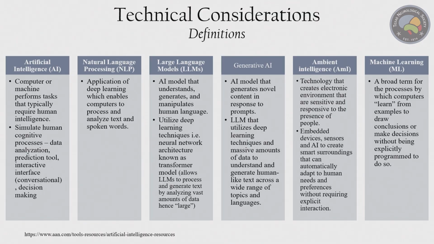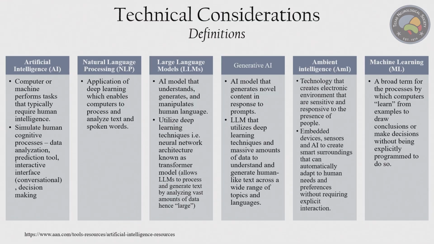So these are some more definitions. I will refer to some of these definitions in the upcoming slides. We talk about artificial intelligence. This is a computer or machine that performs tasks that typically require human intelligence. It simulates human cognitive processes, data analyzation, predictive tools, interactive interface, and conversational decision-making processes.